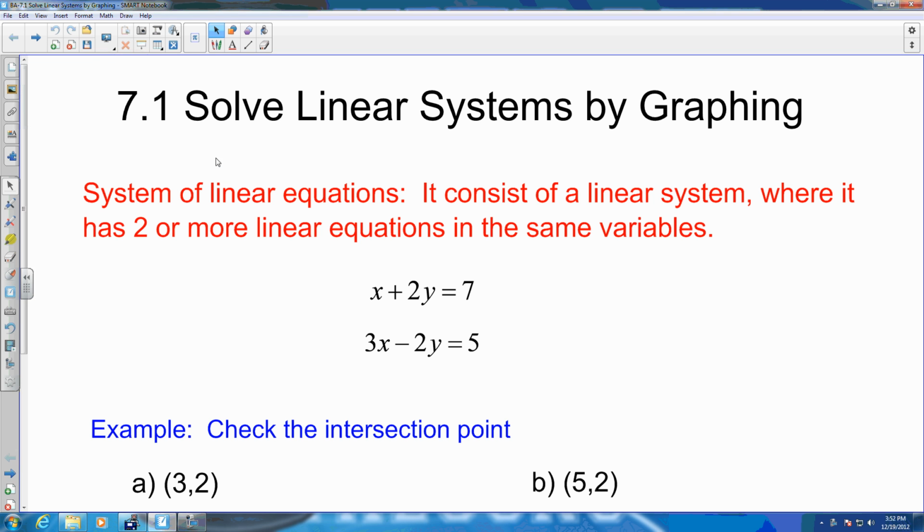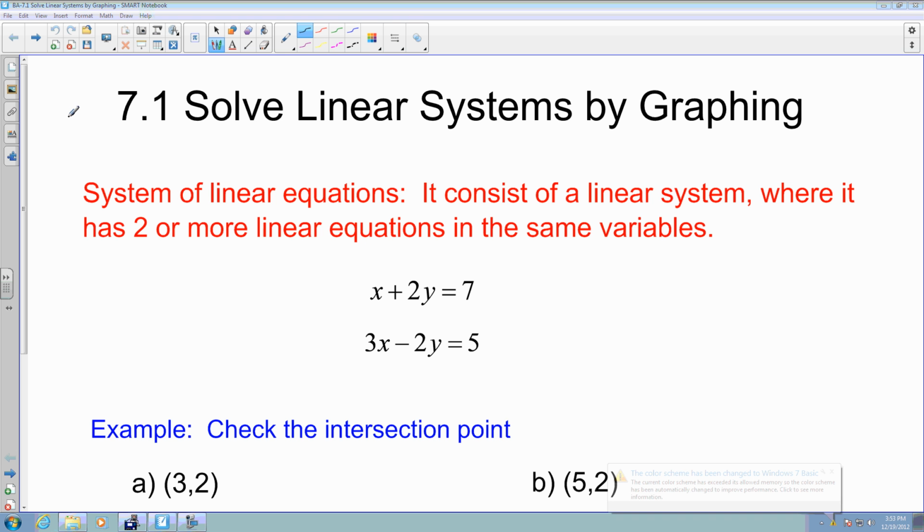All right, we're in a new chapter, chapter 7, and chapter 7 deals with solving systems of linear equations. Through the course of this chapter, we are going to use different methods in order to solve systems of linear equations. At this time, there are three ways you can solve it. One way is by graphing.